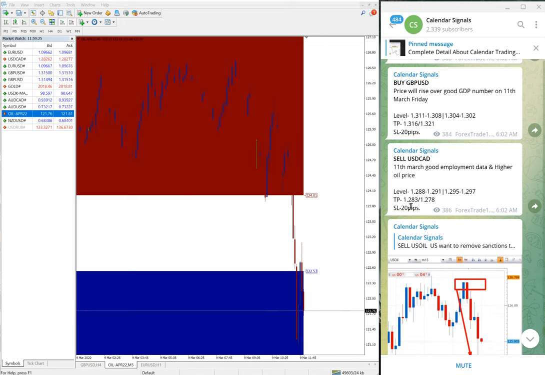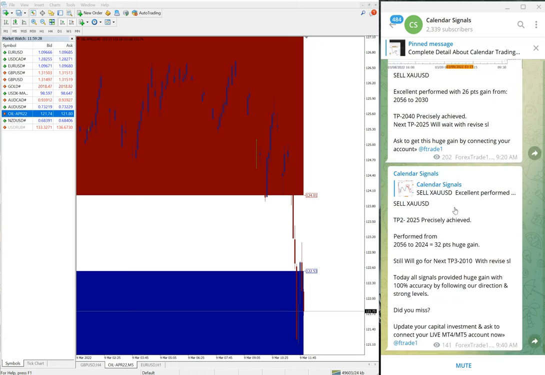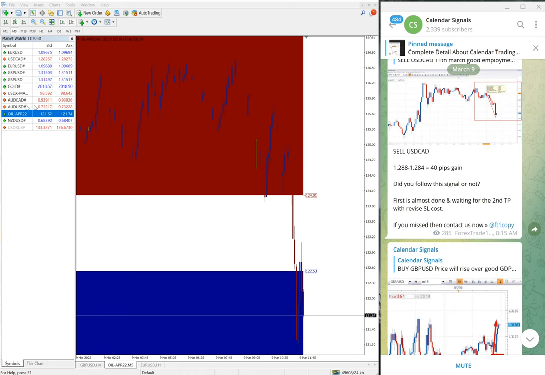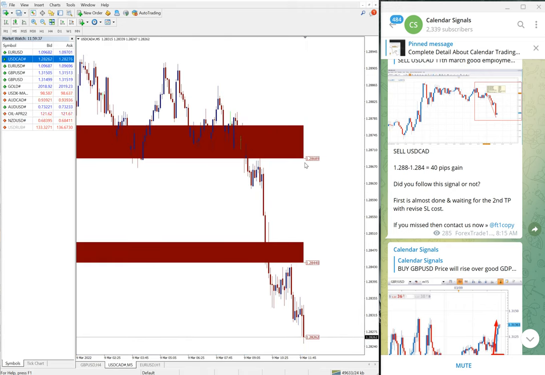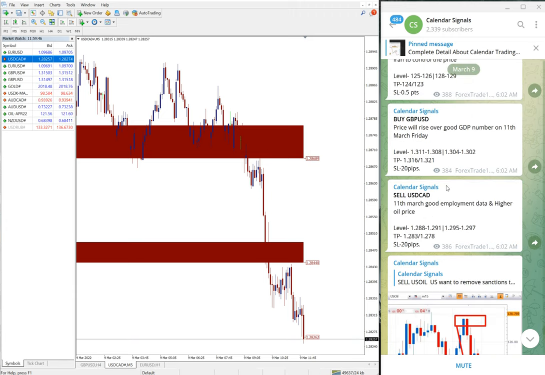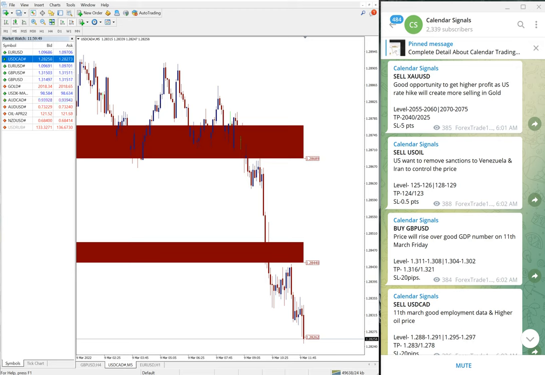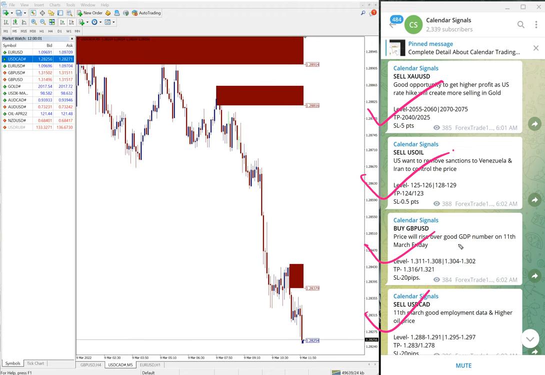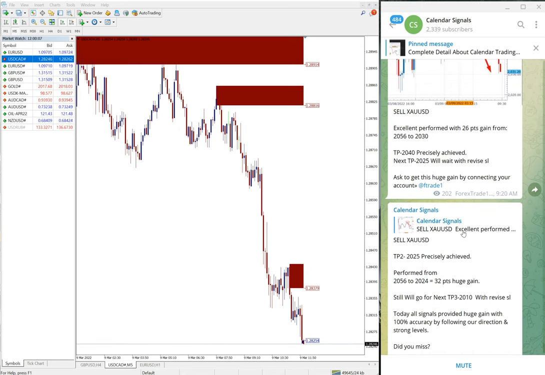Then the next signal is sell USDCAD. USDCAD we have given, and USDCAD also marginally performed, unlike oil and gold performance. Sell USDCAD made about 40 to 50 pips gain again. So out of four signals today, all four signals performed, and significant very good profit on sell gold and sell US oil, which performed very well, and GBPUSD and USDCAD also performed with marginal gain. So this is the today's performance of today's calendar signal.